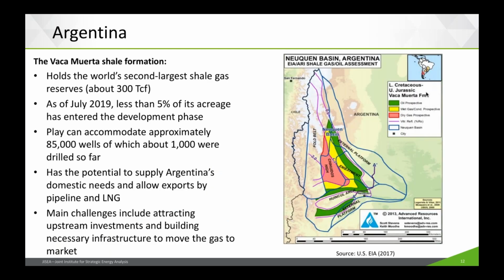This slide shows the Vaca Muerta shale formation in Argentina, and this formation holds the world's second largest shale formation and has the potential not just to supply Argentina's needs, but also allow Argentina to export to other countries in South America via pipeline or even LNG to Asia and other markets. However, there is a challenge in attracting upstream investments and also building the necessary infrastructure to move the gas to the market. With the low oil prices now, it's getting really challenging for Argentina to produce more natural gas and find ways to monetize this gas. Next slide.